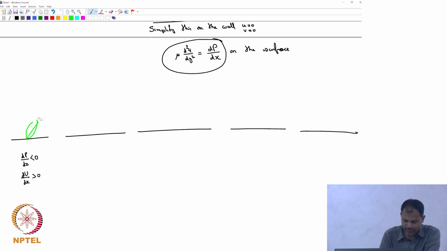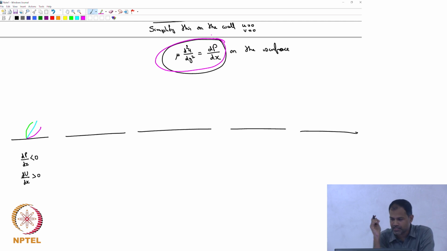Maybe I draw 3 different colors. Should it be like this? Should it be like that? Or should it be like this? Remember, this expression that we have written down is valid only at the wall. So I can only tell how it should be at the wall.